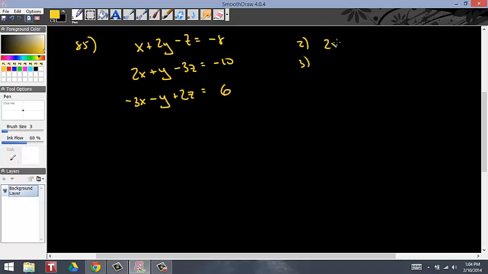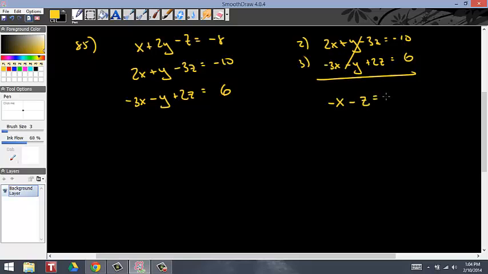So we'll say 2x plus y minus 3z equals negative 10, and then negative 3x minus y plus 2z equals 6. So we're going to get rid of y. I've got negative x minus z equals negative 4. Now I put it in the box.